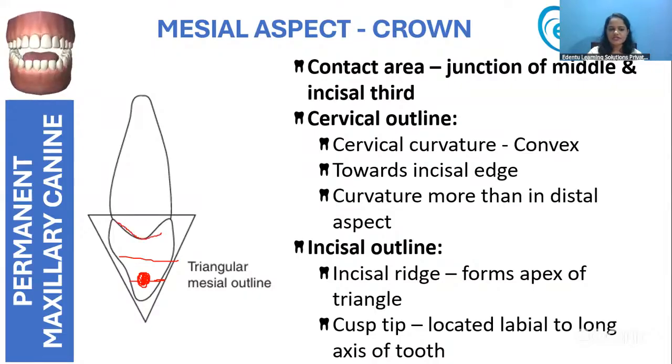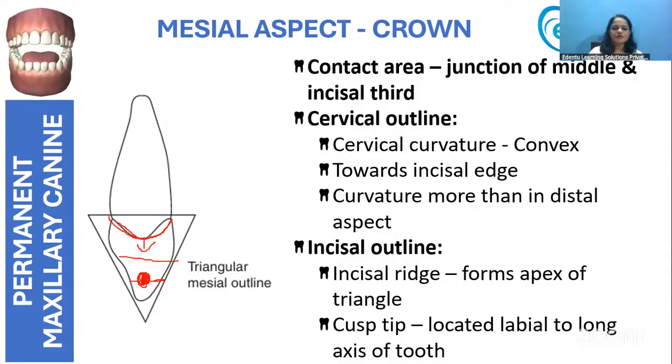The next is the cervical outline, the cervical curvature. The cervical curvature is convex in nature, and this curvature is towards the incisal edge, and the curvature is more. We had seen in the measurements that the depth of curvature is more on the mesial aspect than the distal aspect.